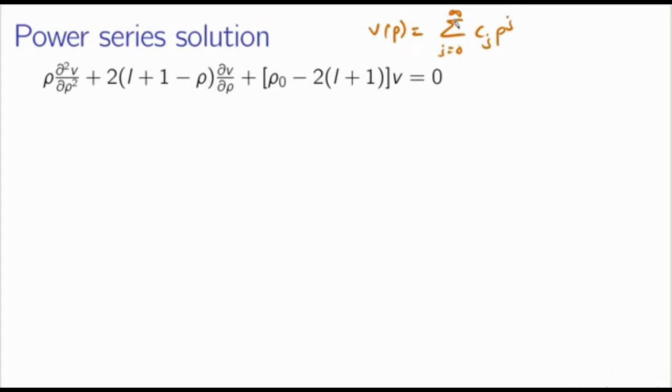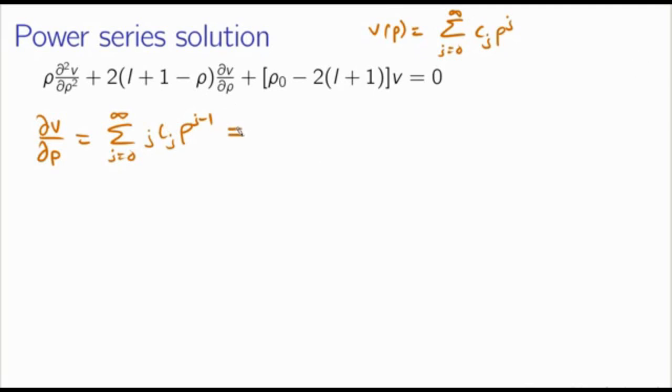This is our guess. We can substitute that guess directly in for the v here, but we also need a first derivative and we also need a second derivative. So let's go ahead and calculate those derivatives. The partial derivative of v with respect to rho, using this power series representation now, is going to be given by the sum from j equals 0 to infinity of j c sub j rho to the j minus 1. If you're confused about how this happens, think about expanding this sum out, actually write out the first few terms of this sum and take their derivatives, and you'll see that this actually works.